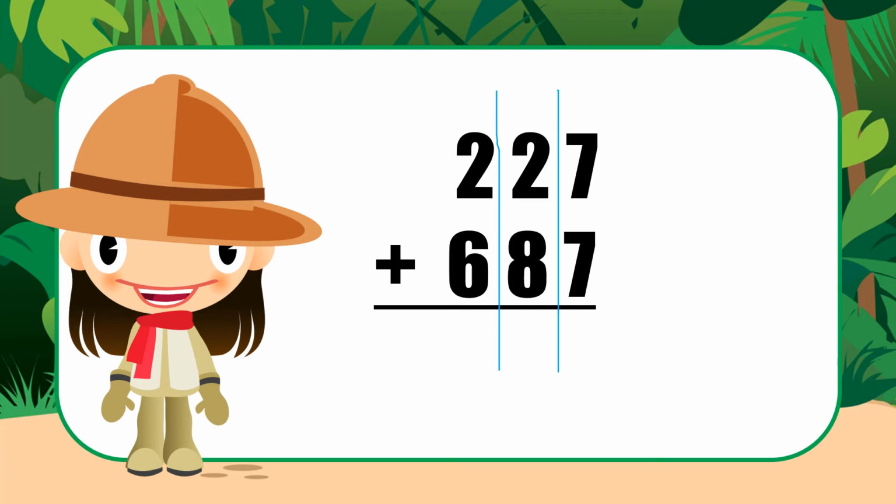Down and across. This is our hundreds column, so we're going to put an H. Then we have our 10, so we put a capital T. And then we have our 1, so we put a capital O.